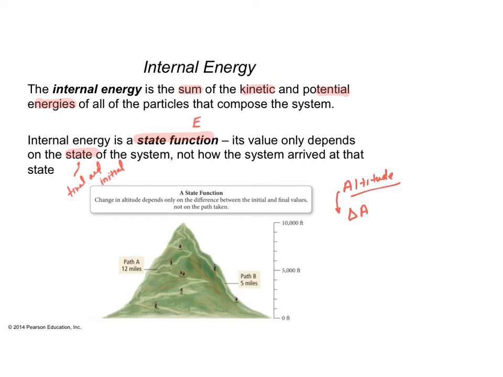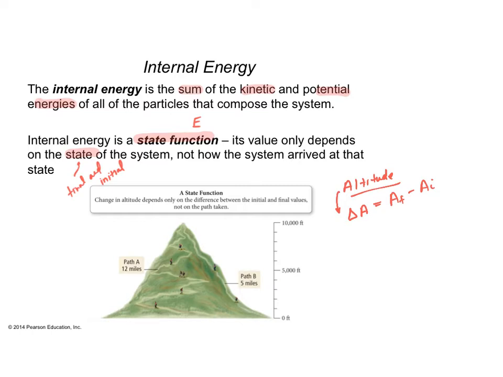Now, how do we normally measure change in something? Final minus what? Initial, okay? So when we measure this change in altitude, we're going to measure the final altitude minus the initial altitude.